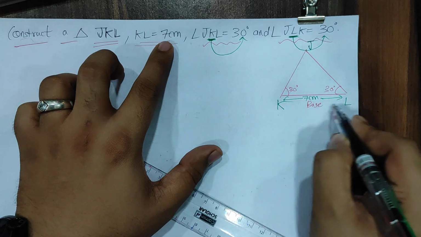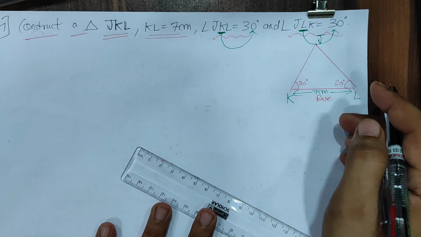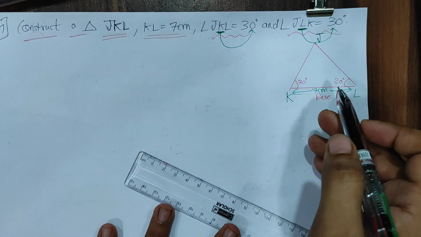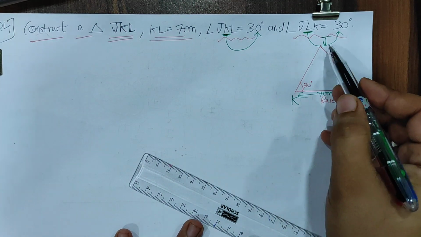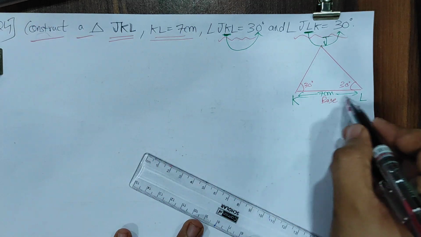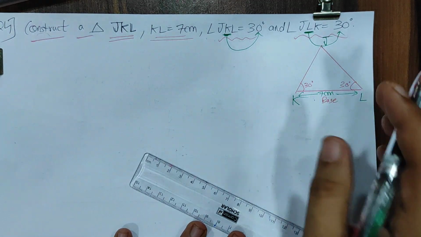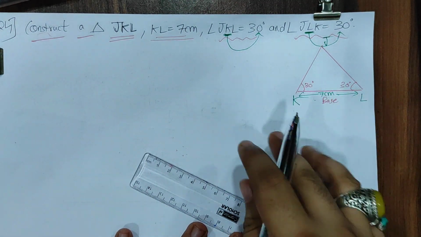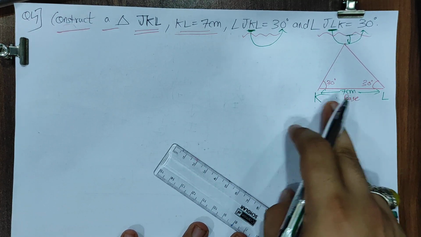We are fortunate enough that the base is given. Because in your syllabus, whatever sums I'm teaching you over there, the base will always be given to you. But if this would be the case that KL was not given to us and KJ is given to us, of course, we will first take KJ because we should know at least the minimum measurement of the base. But according to your syllabus, you'll only get the sums in which base will be given and the angles will be given. Okay, so KL is 7 centimeters.